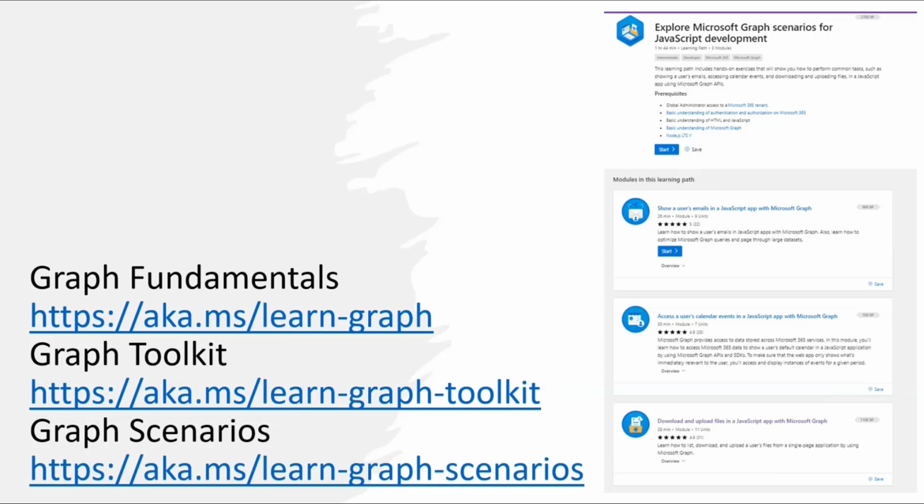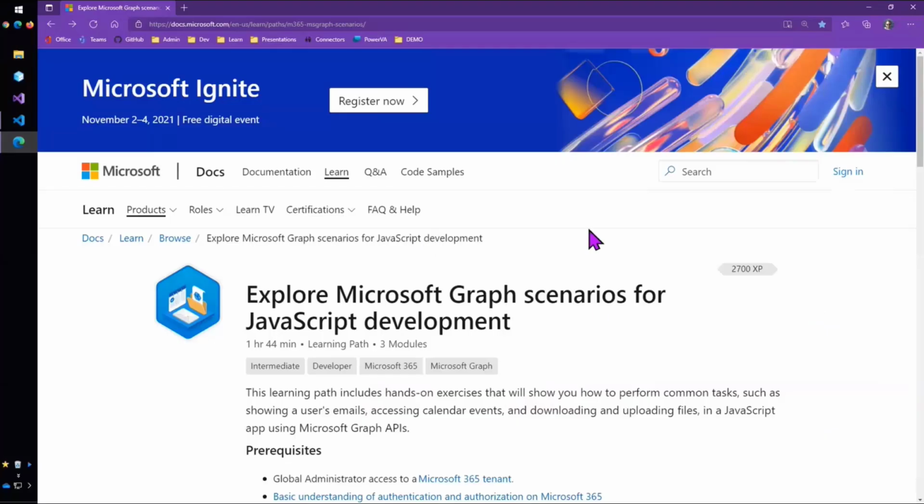And so I'm going to highlight one from the Graph Scenarios learning path, which is about file uploads and downloads. So it's really, Graph Scenarios is actually growing. So we've got 3 more in the pipeline beyond what we already have. So right now, here it is.